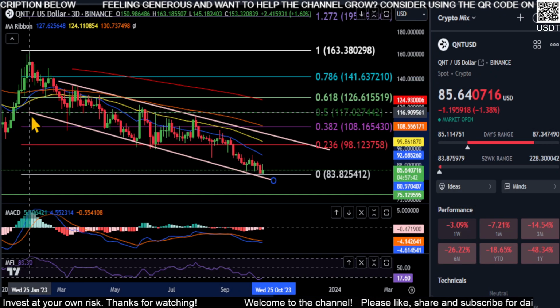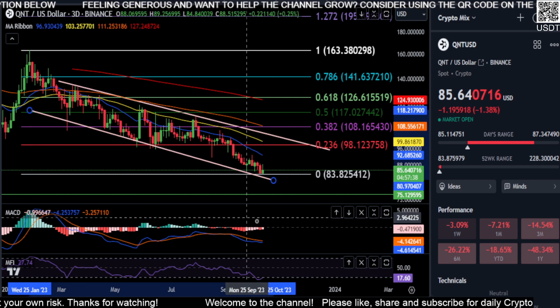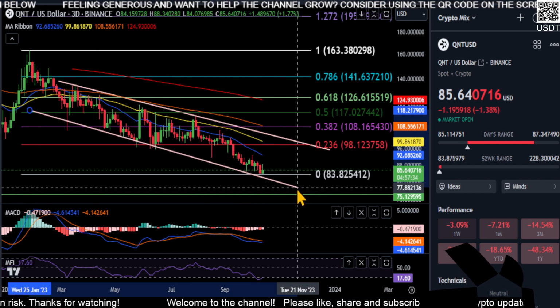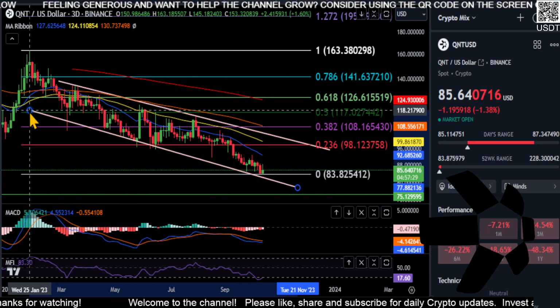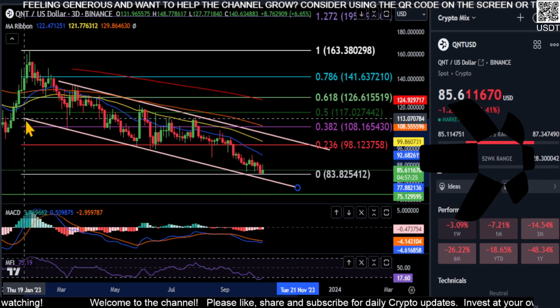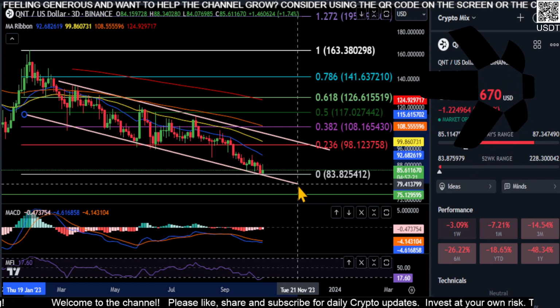All right, everyone. We are going to look at QNT here, and you can clearly see QNT. We are on the 3-day chart, by the way. Depending on where you draw your lines for this wedge pattern, for this descending channel, whatever you're going to call this, you can push the narrative any way you want. So that's why here on this channel, we do not put too much weight on these patterns.